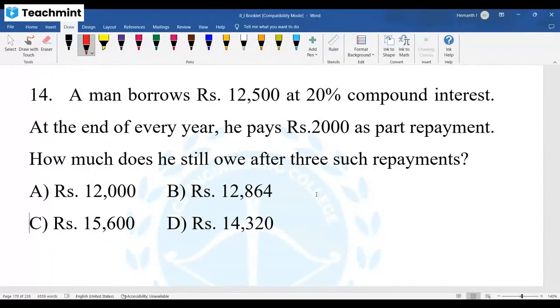You can pay an extra amount also. For EMI, they'll fix some 1,000 rupees. If you want, you can pay extra also. Then if you pay extra, what is the pending amount? How will they calculate that? This question will guide.